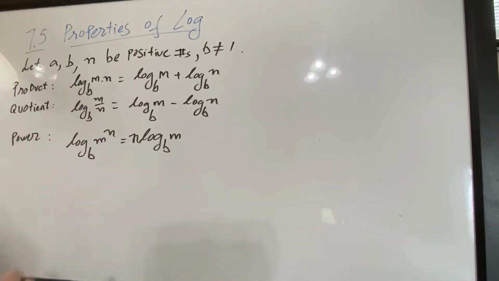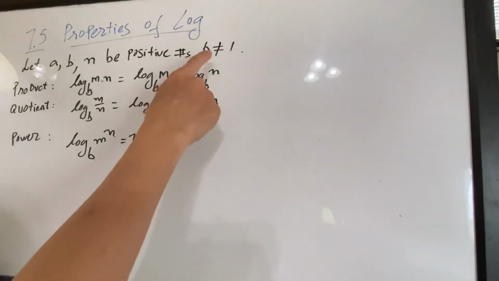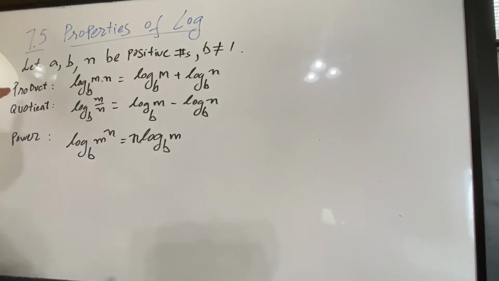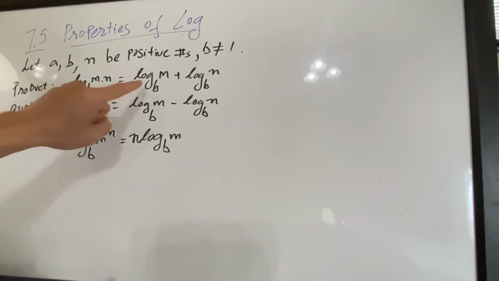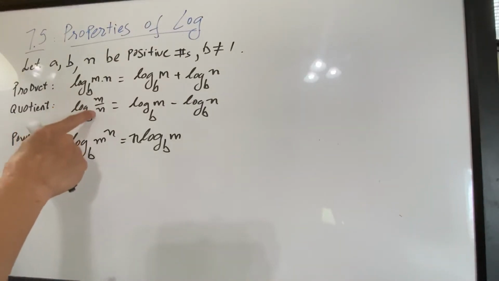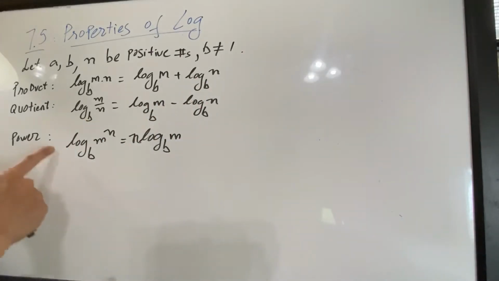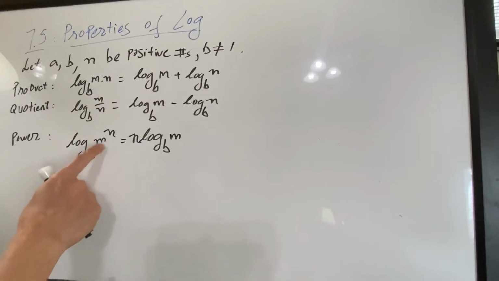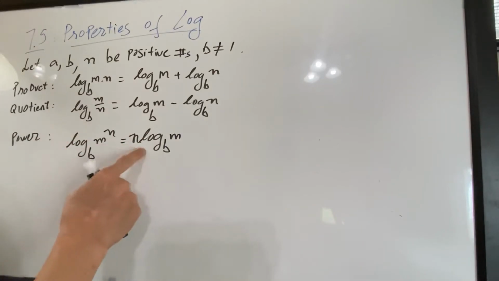You have the product, okay? Look at this. Let m and n be positive numbers, and the base b cannot be 1, okay? So the product of logarithms, log base b of m times n, is log base b of m plus log base b of n, okay? It's on your page 507. And the quotient, log base b of m divided by n, then this is the property: log base b of m minus log base b of n. And then the power, log base b of m to the n power. Then you bring n down, and you got that right there.